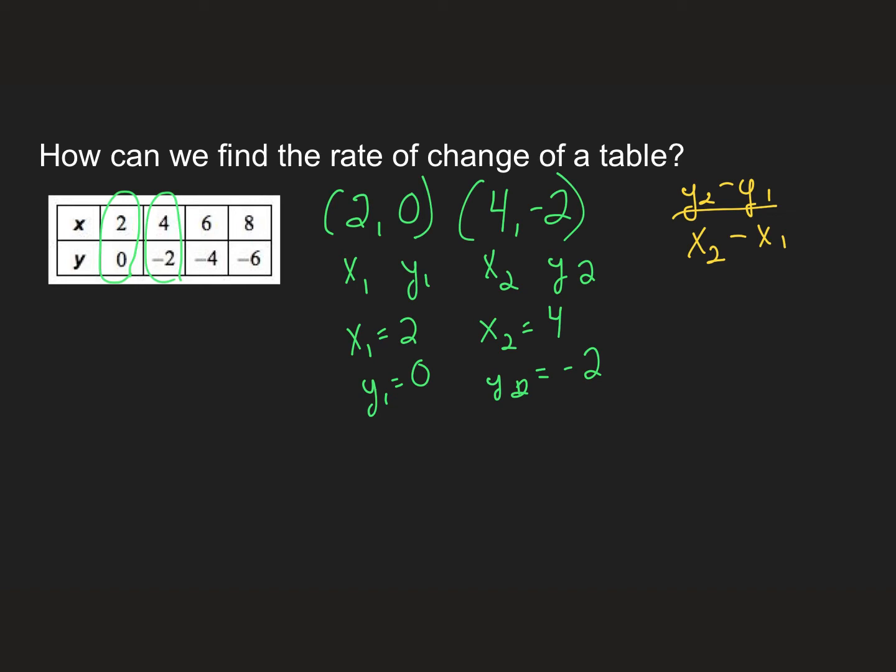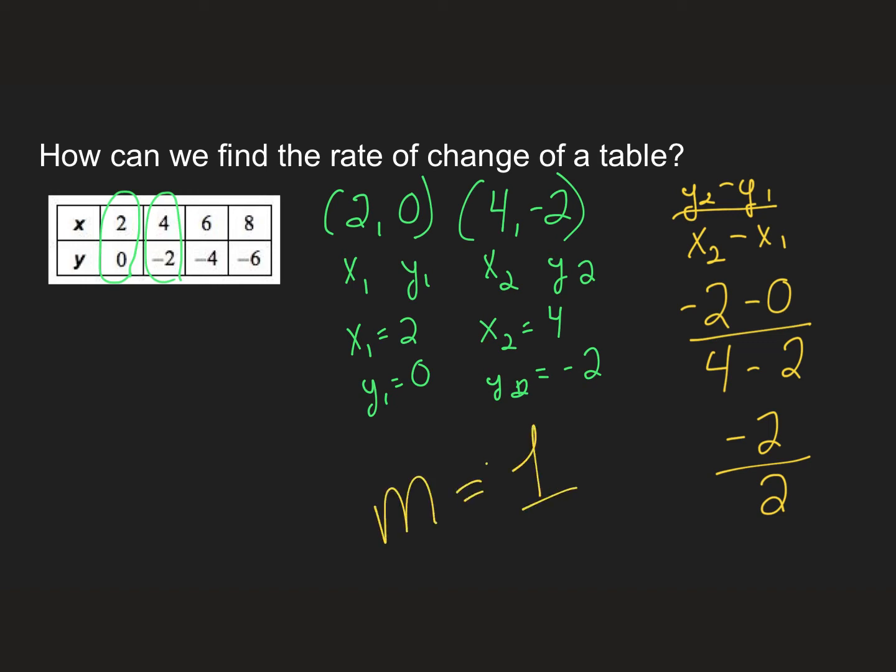So y2 is negative 2, so I have negative 2 minus y1 is 0 over x2 is 4 minus x1 is 2. So negative 2 minus 0 is just negative 2. 4 minus 2 is 2. So once again, I end up with a slope of negative 1 because negative 2 over 2 is negative 1.